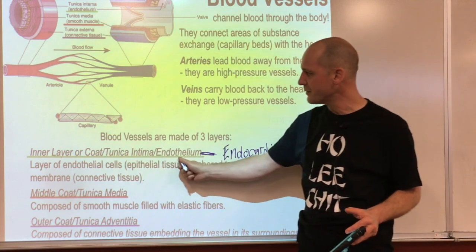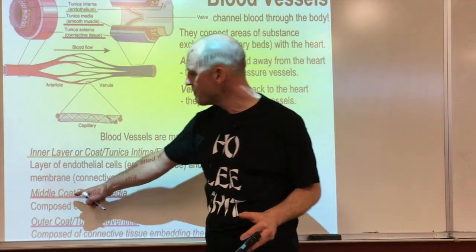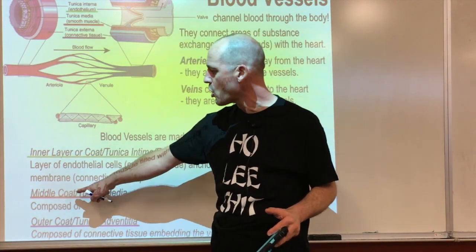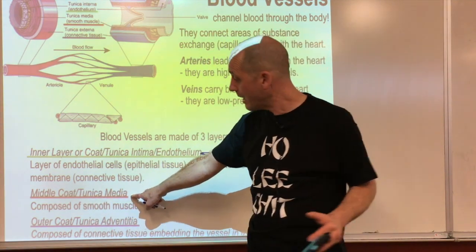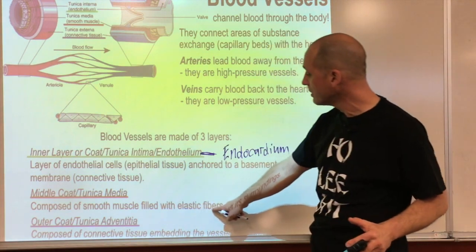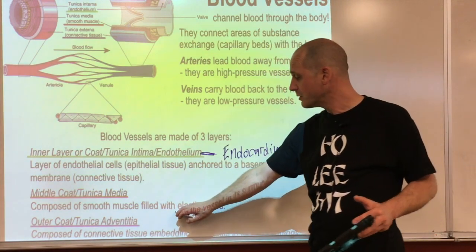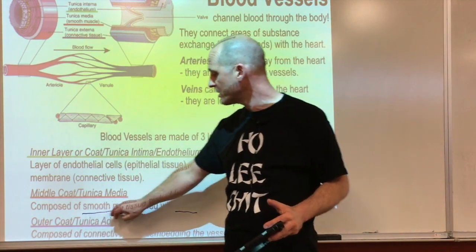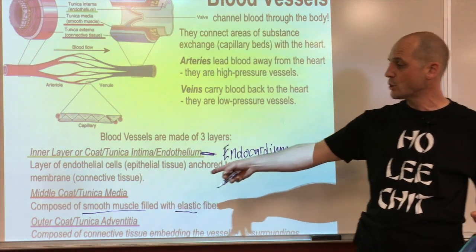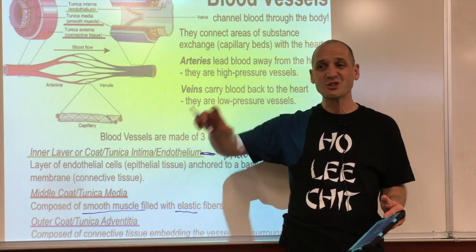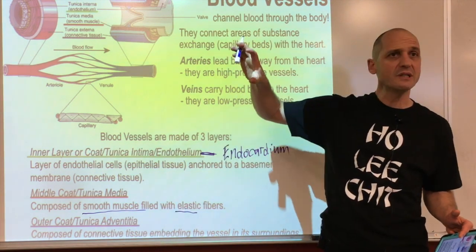That happens in that area. Then we have a middle layer, or they also call it coat. It's known as the tunica media. That's in the middle, and that's composed of smooth muscle and elastic fibers. So that's kind of cool, because this can assure that some vessels can expand or shrink together.